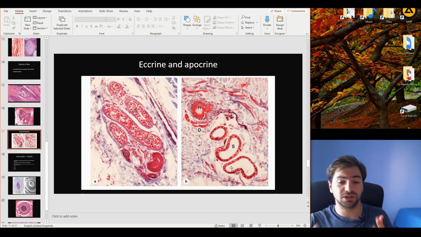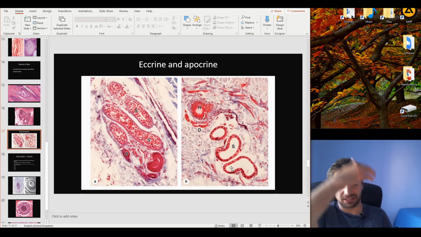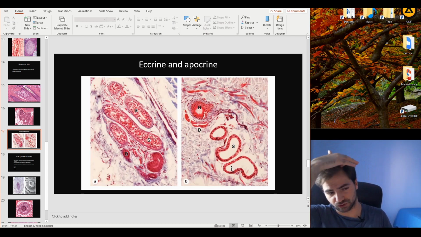And the only visible and easy to distinguish difference between the two, the eccrine and the apocrine, is the lumen. We're going to see a much bigger lumen in the case of the apocrine in comparison to the eccrine. Now, of course, there are also functional differences in the apocrine gland, not major, because again, they tend to produce sweat and they're the same structures.